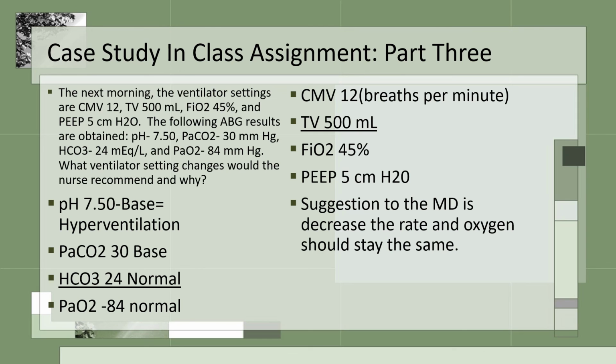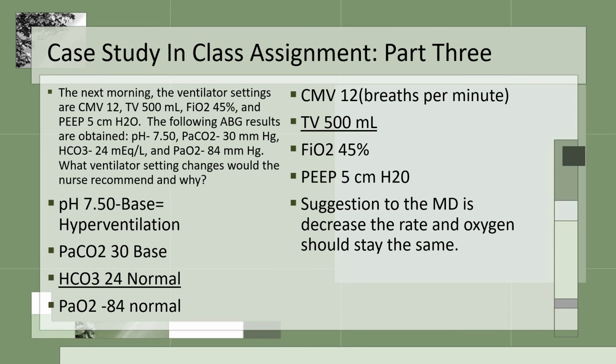So we know 7.50 is a base. And we know PaCO2 is 30 and that's a base. We have a bicarb of 24, that is normal, and a PaO2 of 84 and that is normal. So we know this patient has a respiratory alkalosis, and they are not hypoxic.